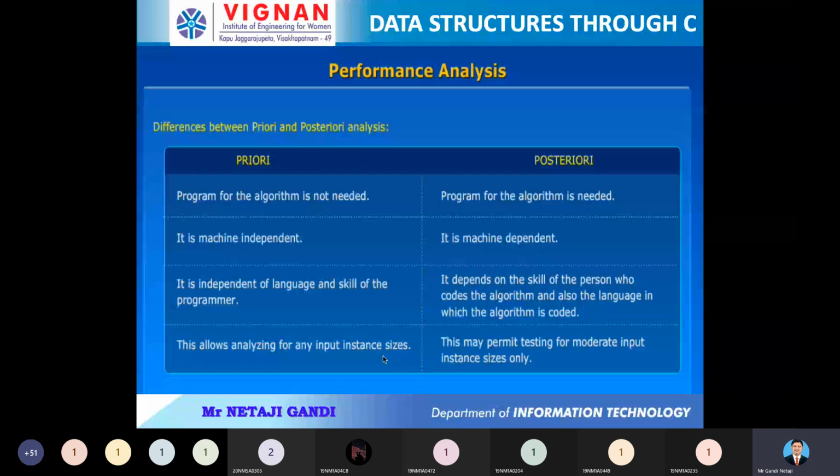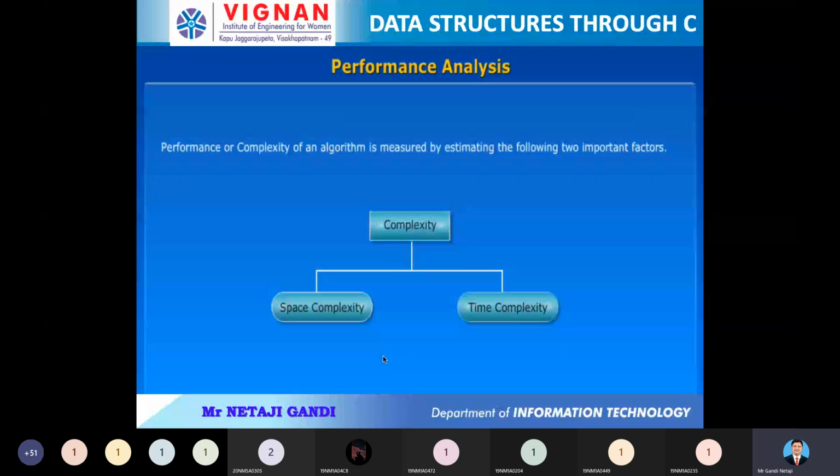These are the differences. Priori means before you write any code, and posterior means after you run the code. So these are the two types of analysis. Now, coming to complexity, it can be measured in two ways: one is space complexity and the other is time complexity.